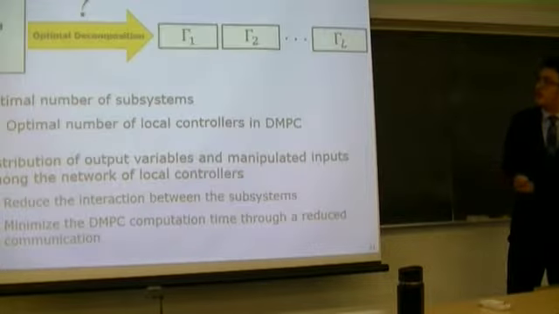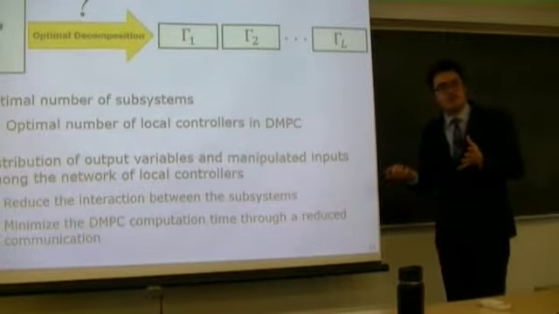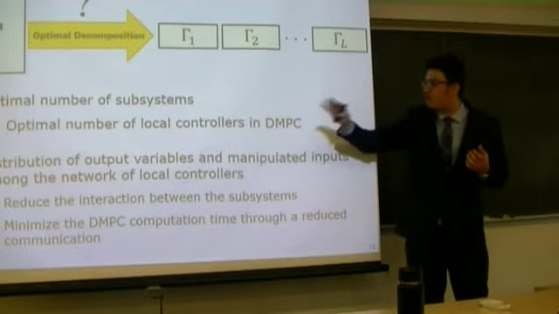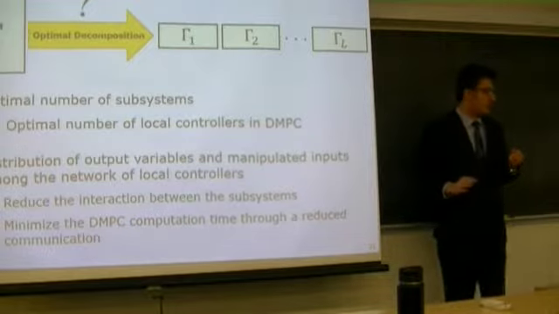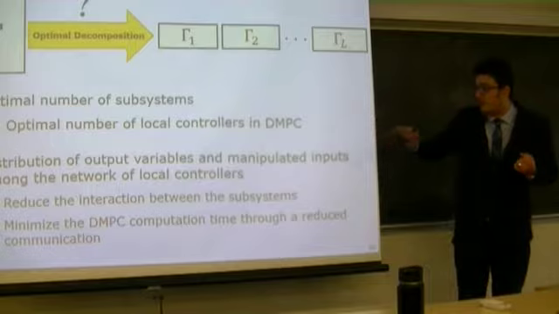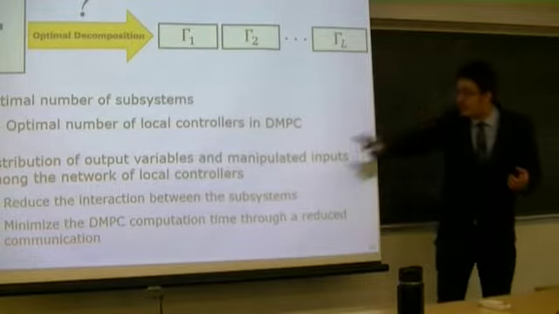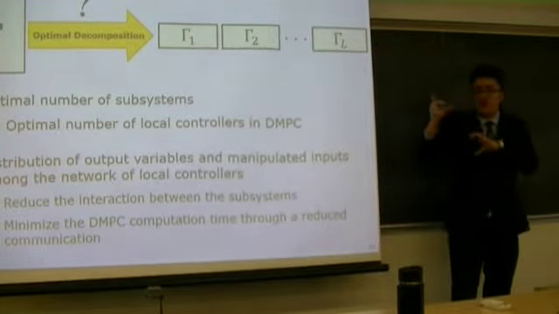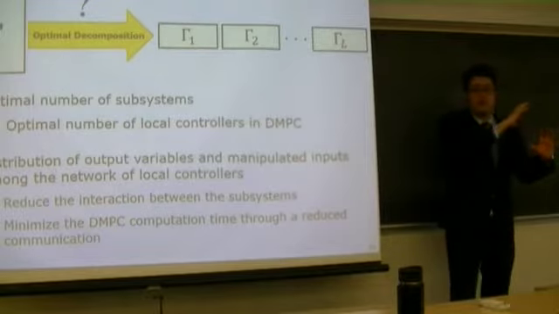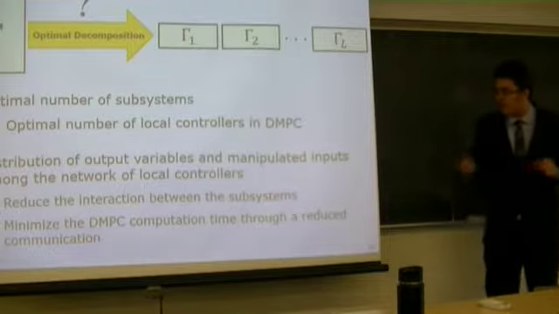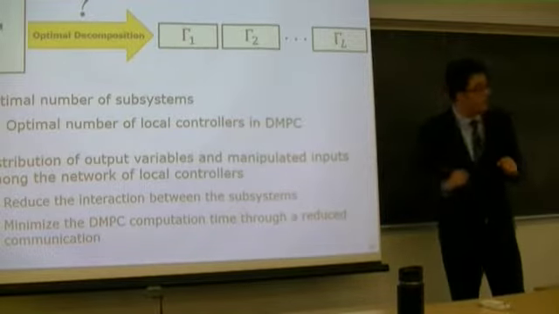Why? If we have an optimal decomposition of the subsystems, as a conclusion, we have an optimal number of local controllers for the DMPC structure. It means we could distribute the output variables and manipulated inputs among the network of local controllers and reduce the interaction between the local controllers. That's a major part of the computational load for iterative DMPC. And we could also minimize the DMPC computational time, as I described, through such reduced communication.